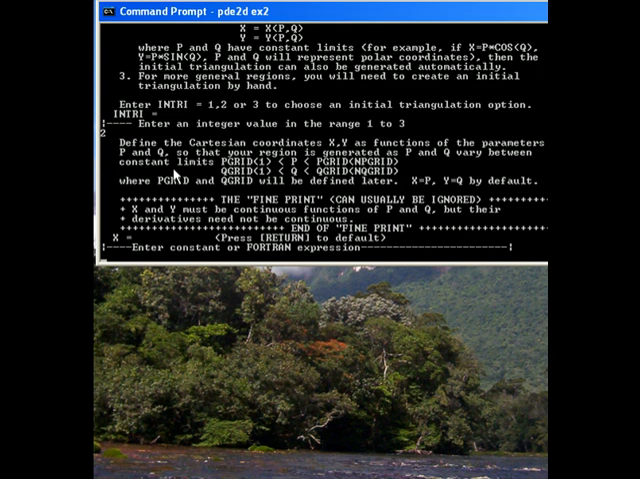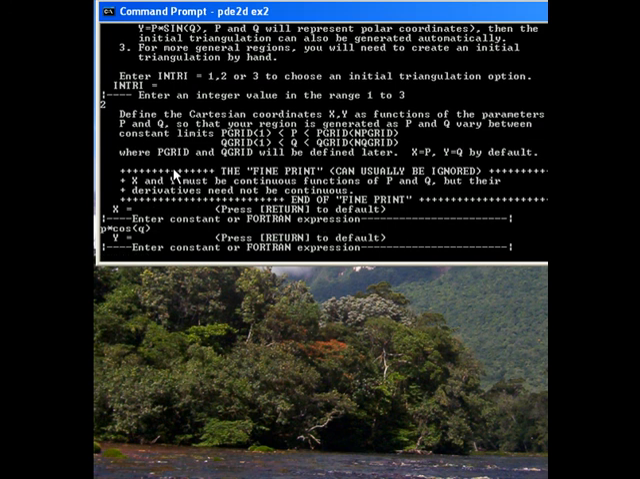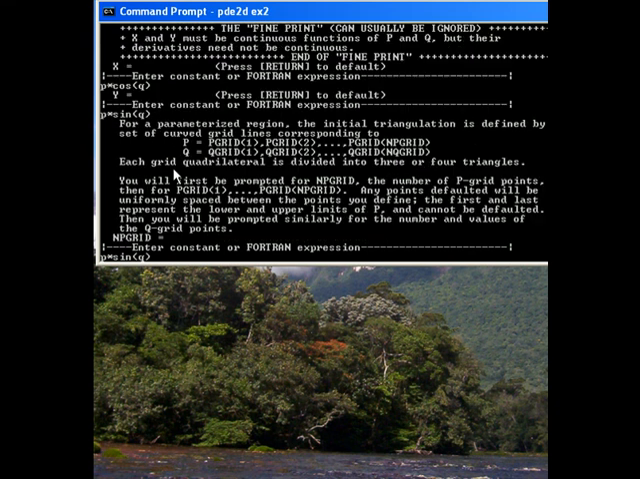And so that's the option we want. And we have to define x and y as functions of p and q. It's kind of like the P1 and P2, except we won't actually use P and Q in the equations or boundary conditions or anything. This is just strictly for the initial triangulation, whereas with the collocation method, the P1 and P2 are used throughout the definition of the problem.